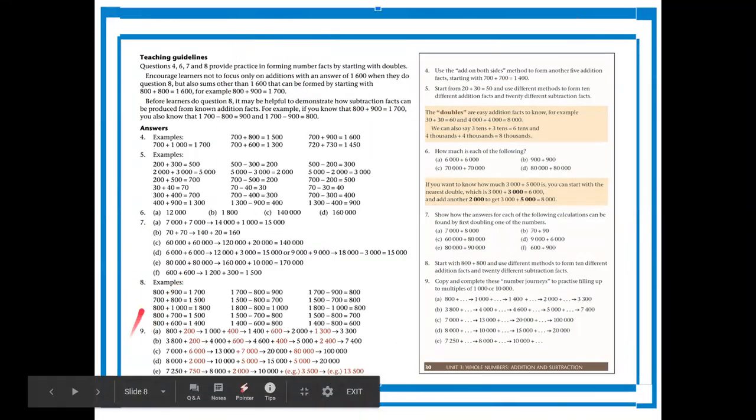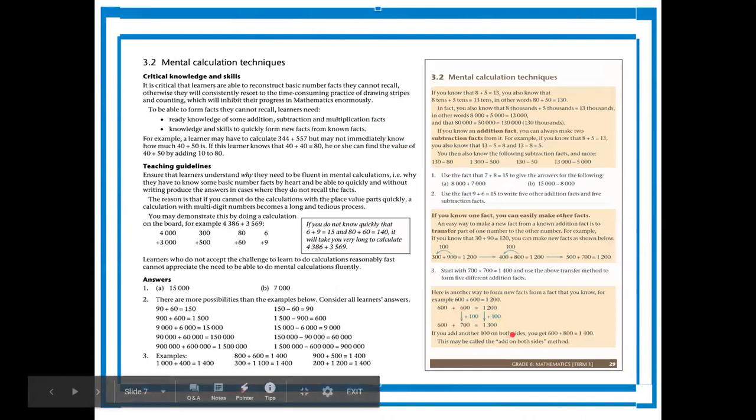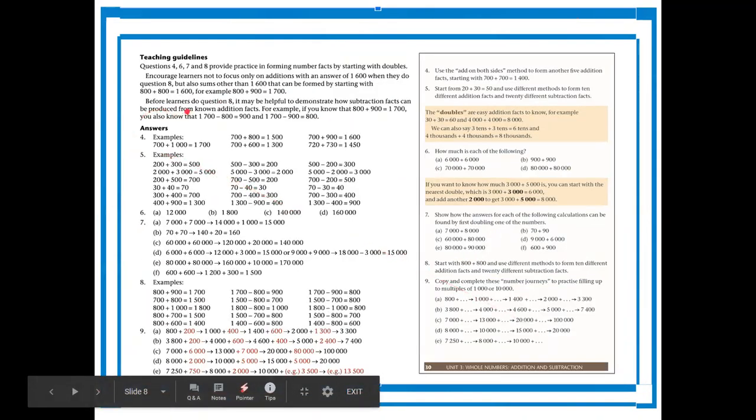Teaching guidelines. Questions 4, 6, 7, 8, and 9 provide practice in forming number facts by starting with doubles. Encourage learners not to focus only on addition with an answer of 1,600 when they do question 8, but also on sums other than 1,600 that can be formed by starting with 800 plus 800 equals 1,600. For example, 800 plus 900 is equal to 1,700. So this is the adding on both sides method that happened here.